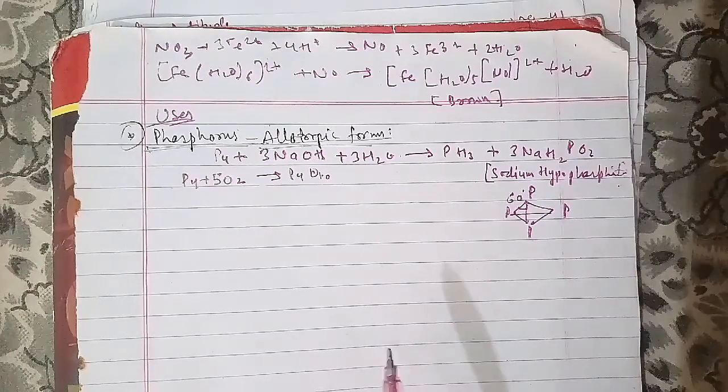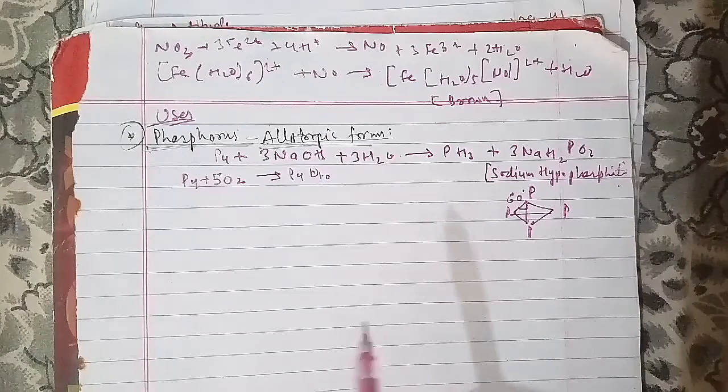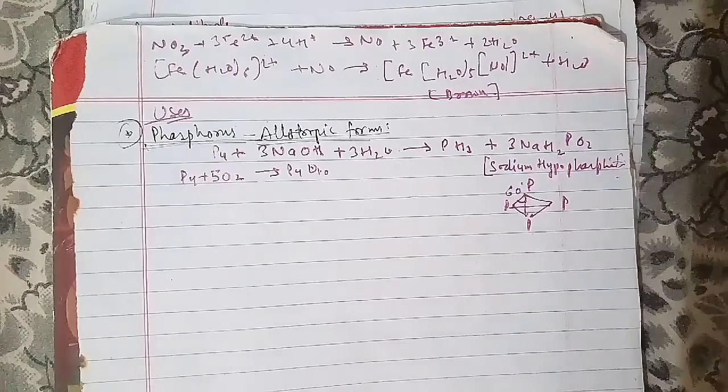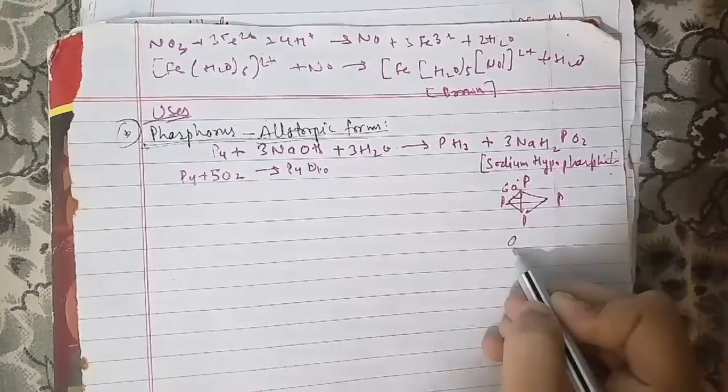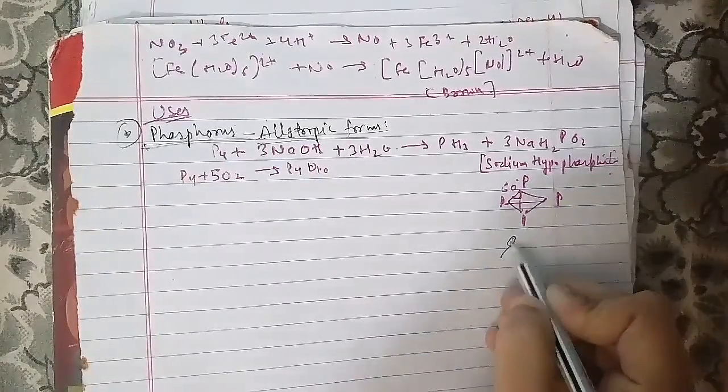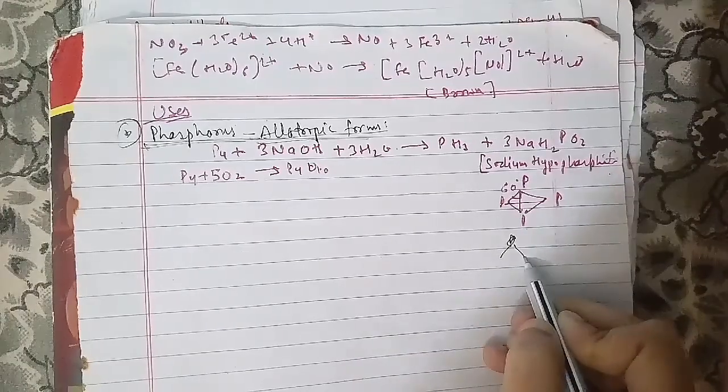It does not oxidize in air, and beta black phosphorus is prepared by heating white phosphorus at 473 Kelvin under high pressure. It does not burn in air up to 673 Kelvin as well. Now we'll talk about another one, which is phosphine.